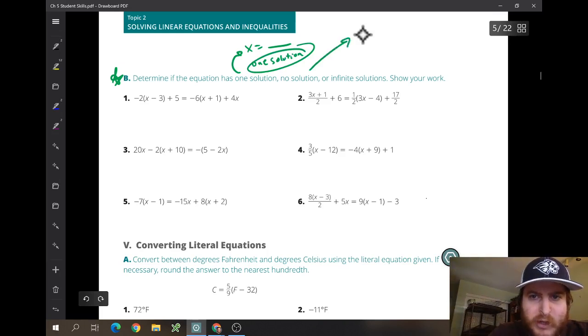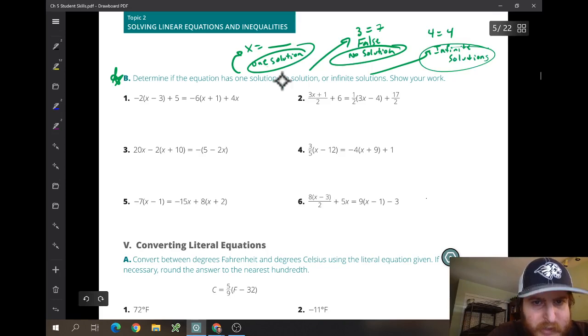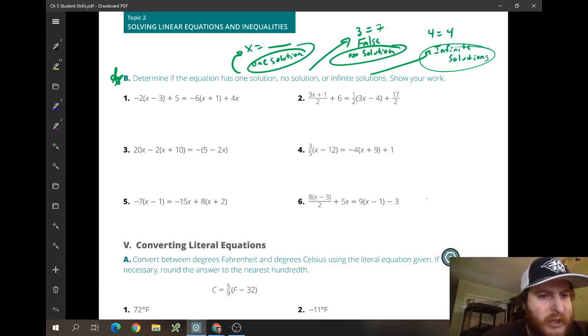For no solution, that's if you get something false, like 3 equals 7. Then you're going to write no solution, and you're going to box that, circle that. And then for infinite solutions, it's if you get something true, like 4 is equal to 4. Then you're going to circle infinite solutions. So you're going to solve each of these. Again, I don't want you to give me an answer like x equals 6. If you got x equals 6, you're going to tell me it's one solution.